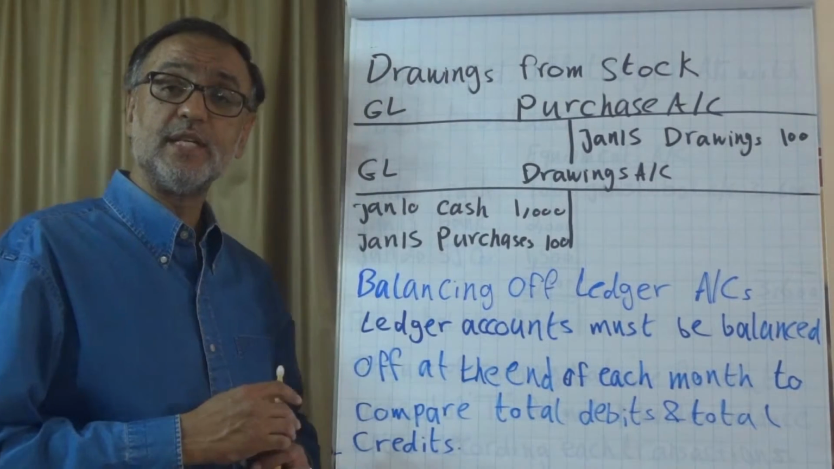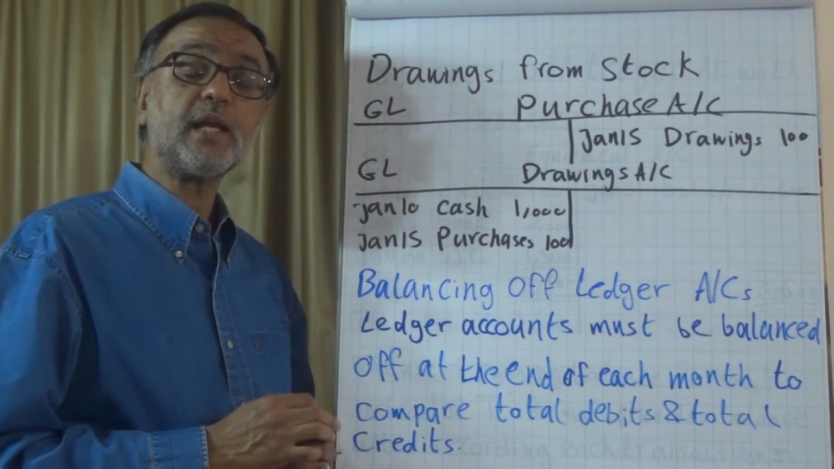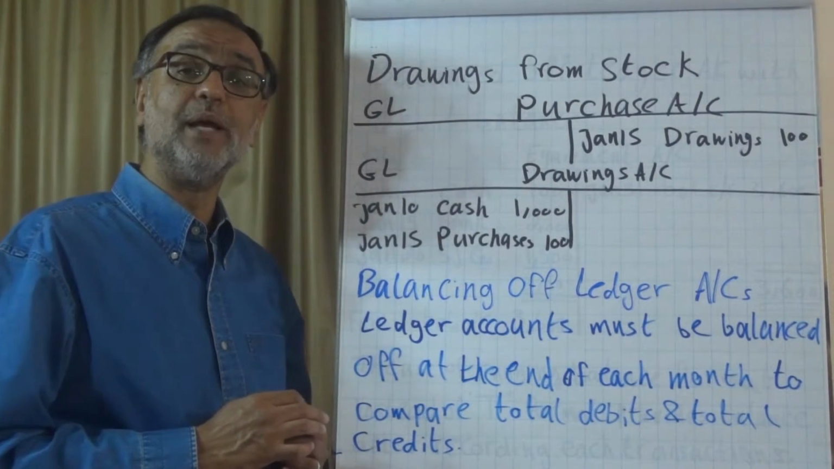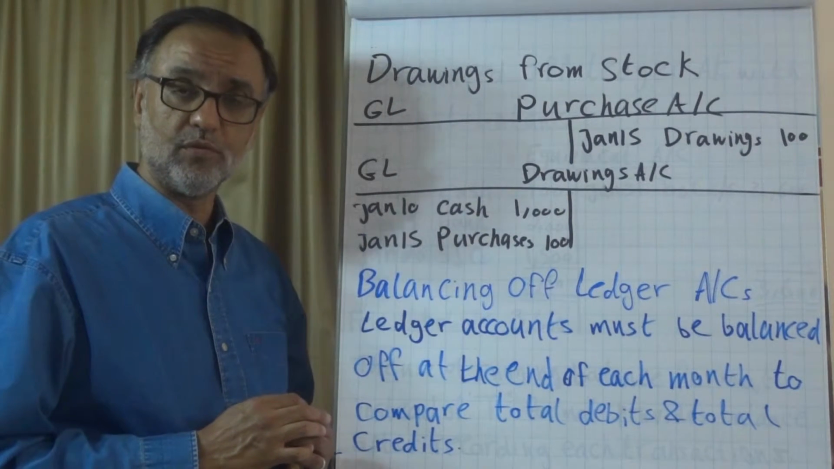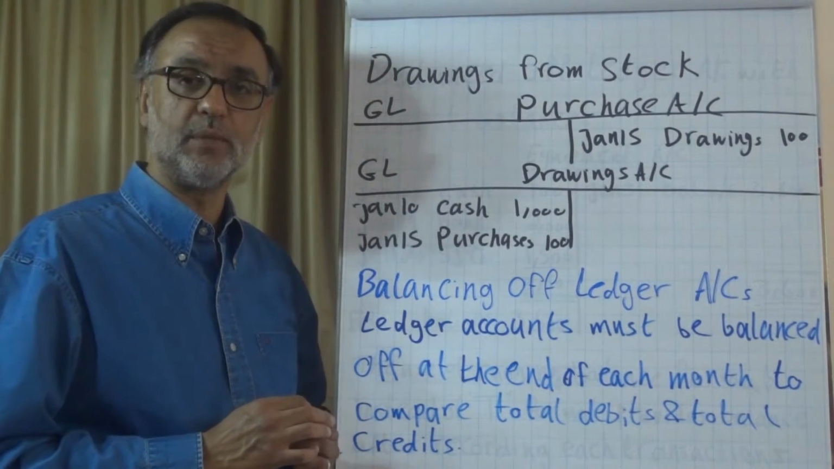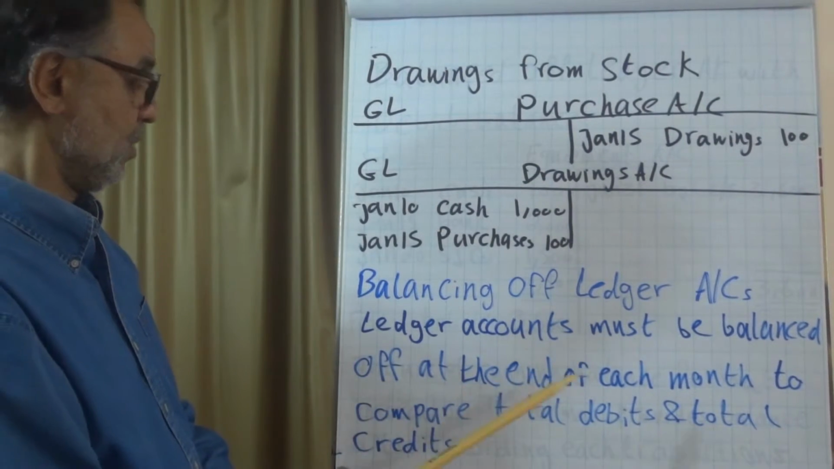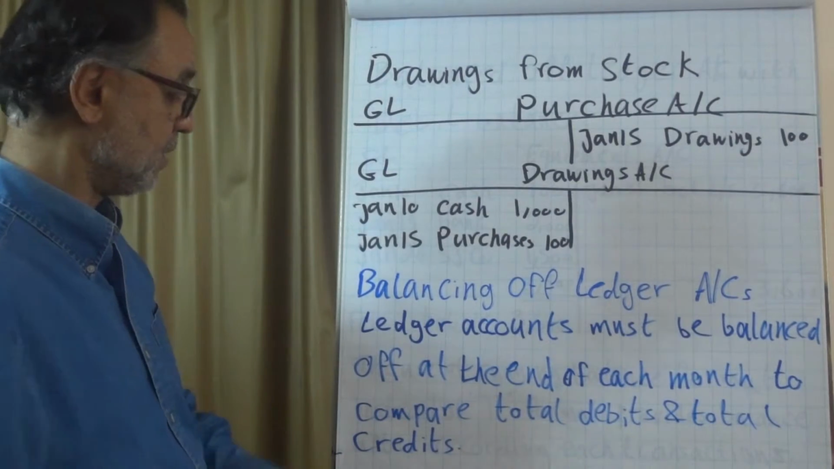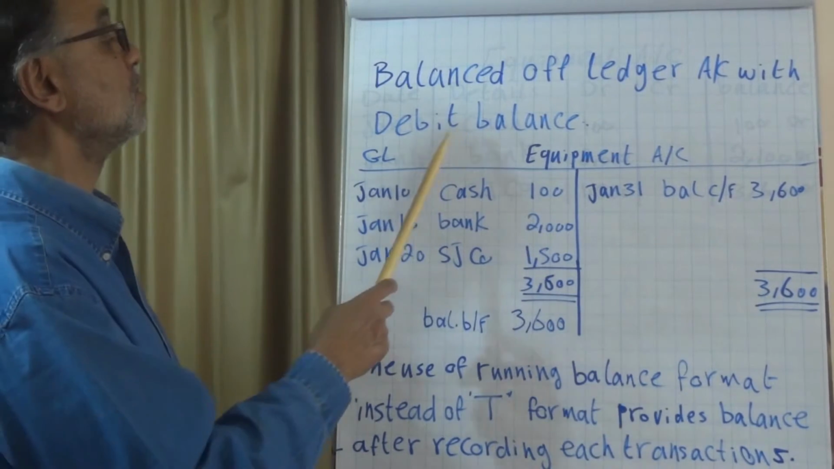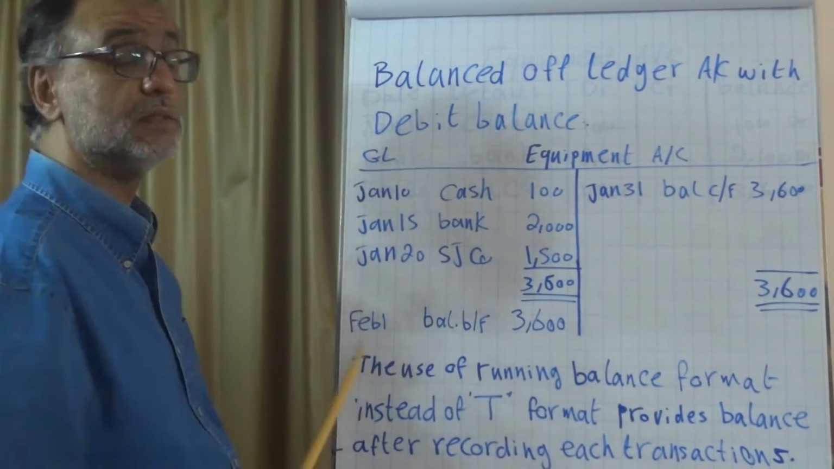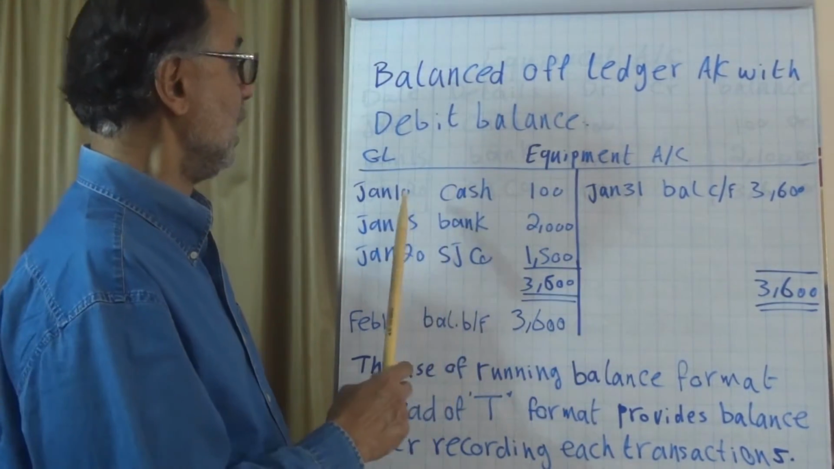With this, we have seen examples of all the ledger transactions. Now we will talk about balancing off the ledger. Each ledger account has to be balanced off at the end of the accounting period, each month, to compare total debits and total credits. Balance of ledger accounts with debit balance. This is an example of balancing a ledger with a debit balance.